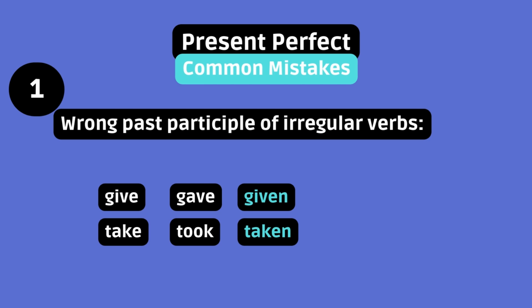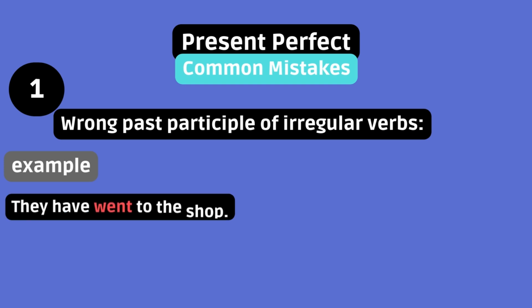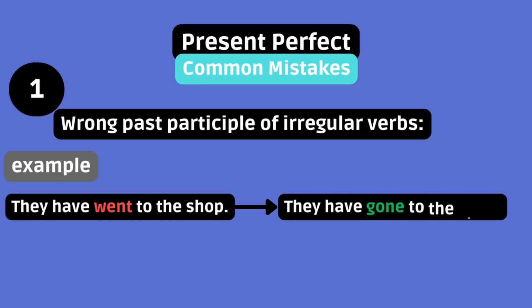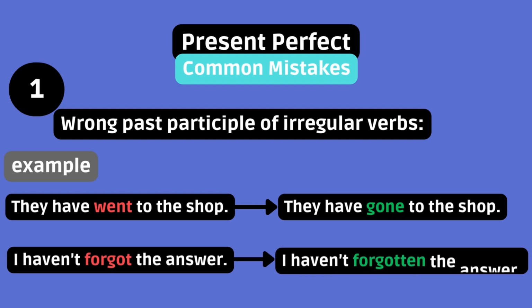The good news is a past participle only has one form. So once you've memorized it, you're done. But watch out. It's easy to mix the past simple form with the past participle. Example, they have went to the shop. Should be, they have gone to the shop. I haven't forgot the answer. Should be, I haven't forgotten the answer.